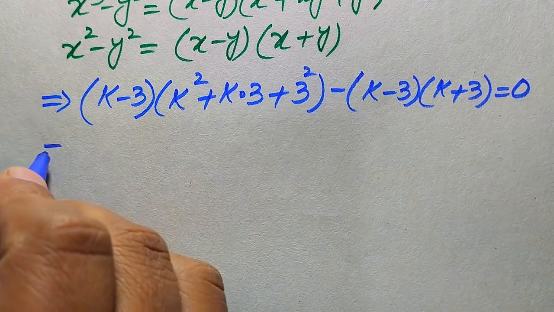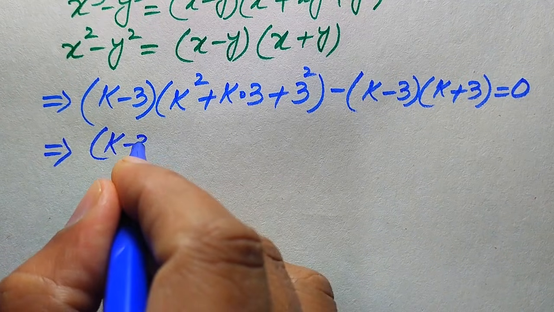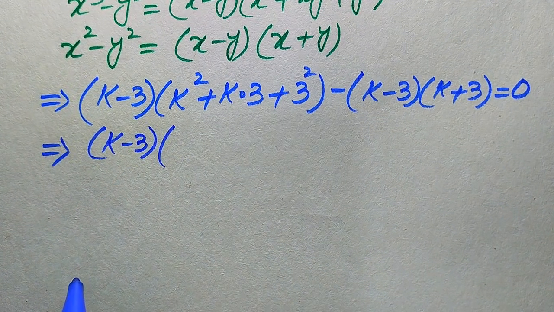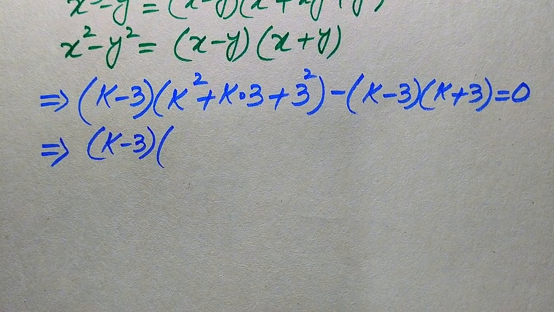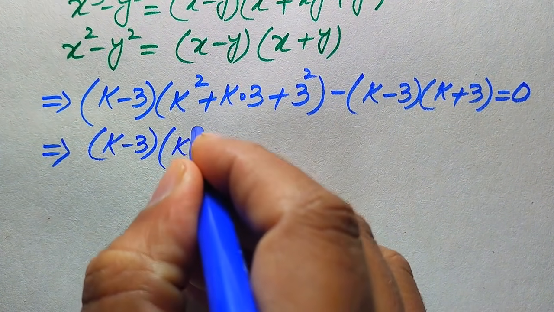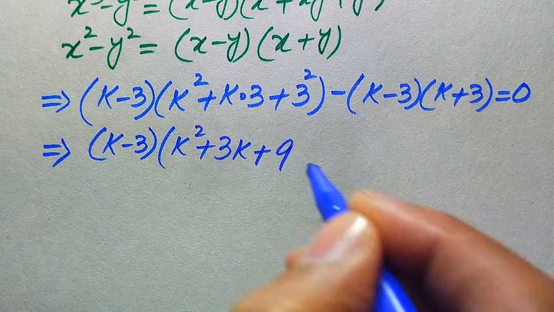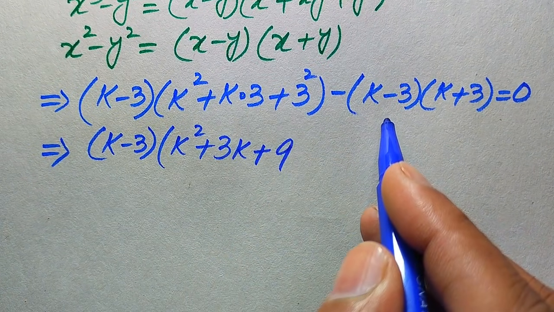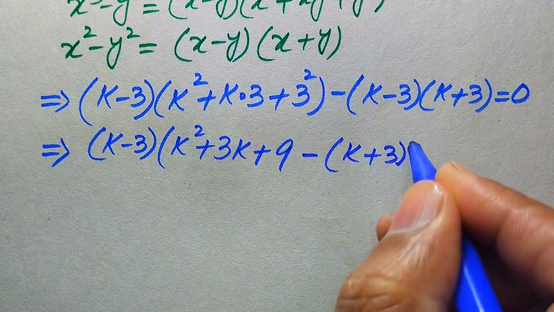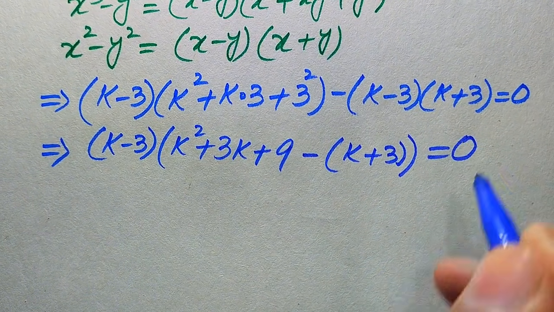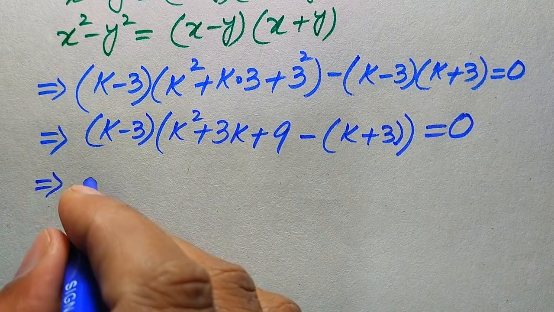And now in the next step you see here both of these two terms involve k minus 3, so we take common k minus 3 from here, and when we take common k minus 3 we get the remaining values k squared plus 3k plus 3 squared, which becomes 9, and from the other term we get the remaining value k plus 3, and this whole equation is equal to 0. And now first we need to simplify the terms.